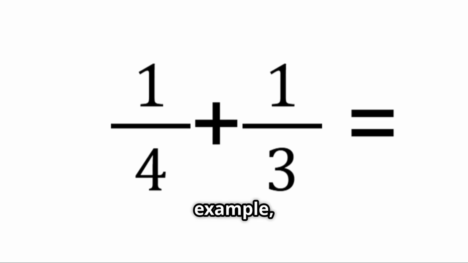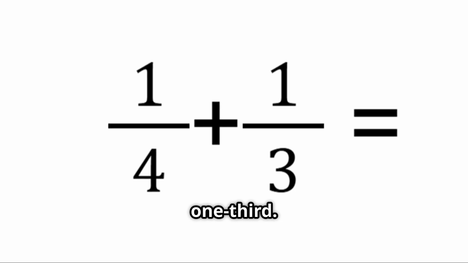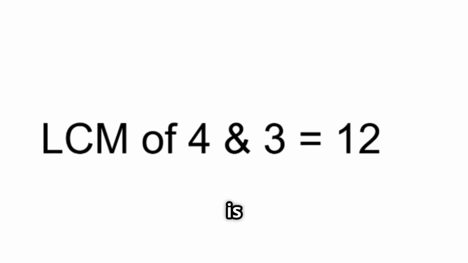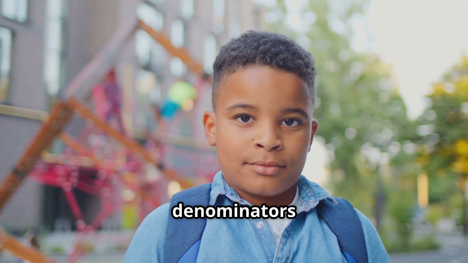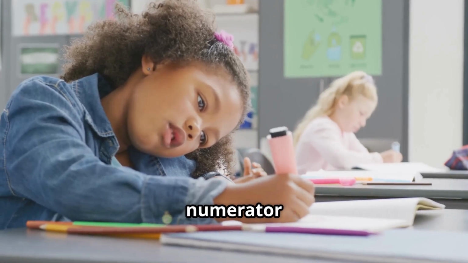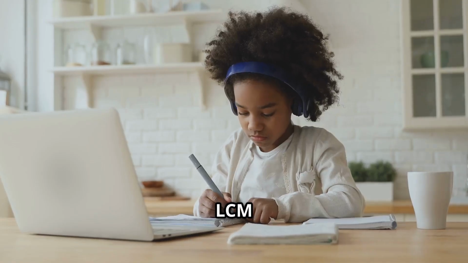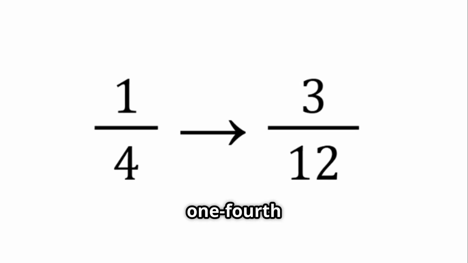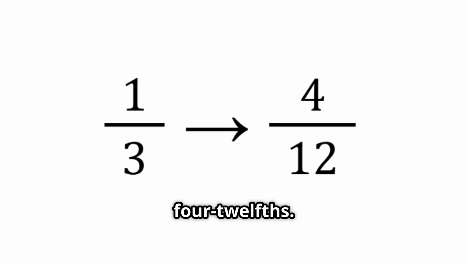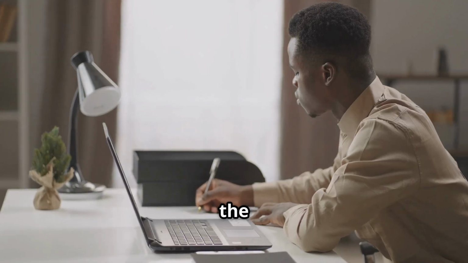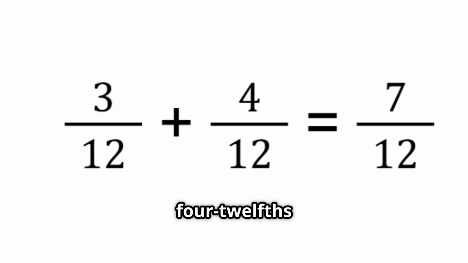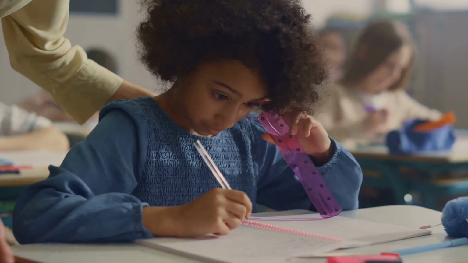For example, 1/4 plus 1/3. The LCM of 4 and 3 is 12. 12 is the smallest number that both denominators divide into evenly. Multiply the numerator by the LCM and rewrite 1/4 as 3/12 and 1/3 as 4/12. Now, add the fractions. 3/12 plus 4/12 equals 7/12.